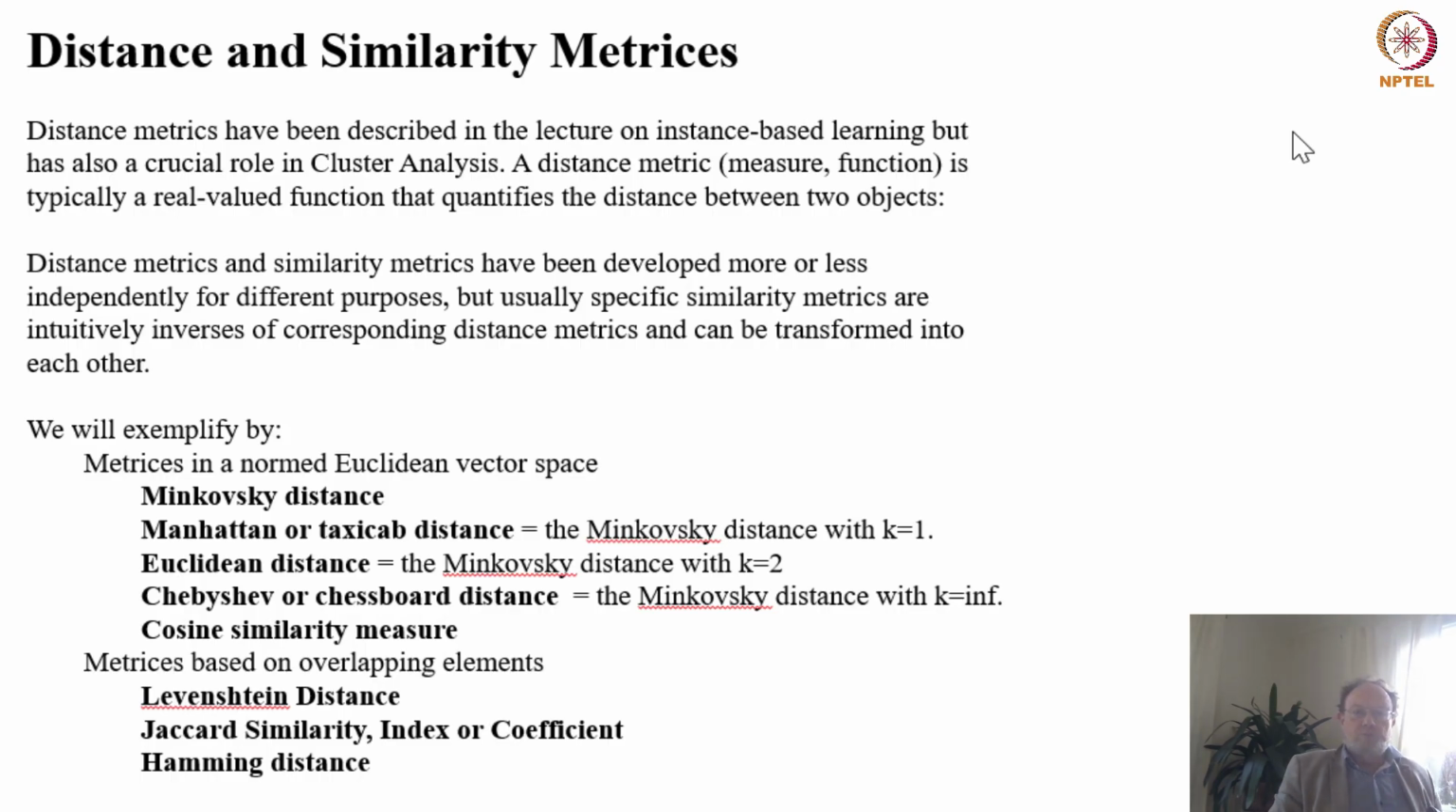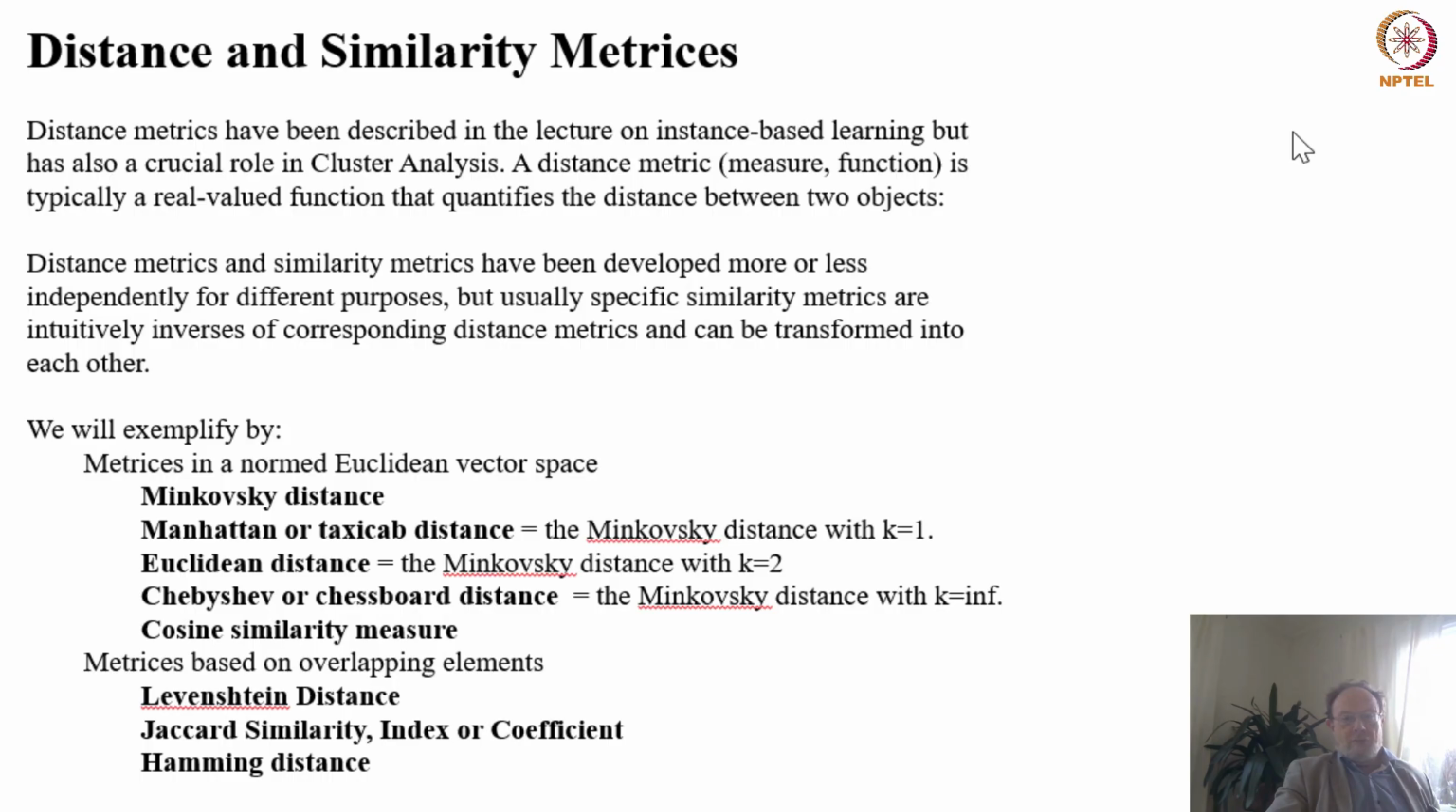Distance metrics have been described in the lecture on instance-based learning, but have also a very crucial role in cluster analysis. A distance metric or measure or function is typically a real-valued function that quantifies the distance between two objects. As said in the earlier lecture, but I would like to repeat it here, distance metrics and similarity metrics have been developed more or less independently for different purposes. But usually specific similarity methods are intuitively inverses of corresponding distance and can therefore be transformed into each other.